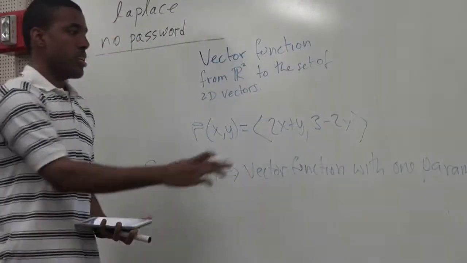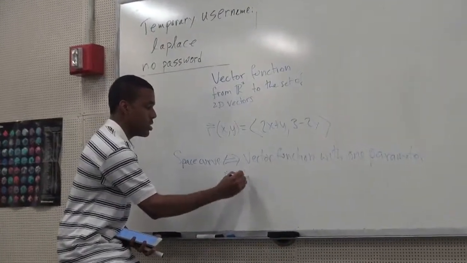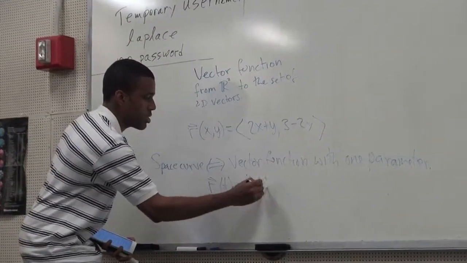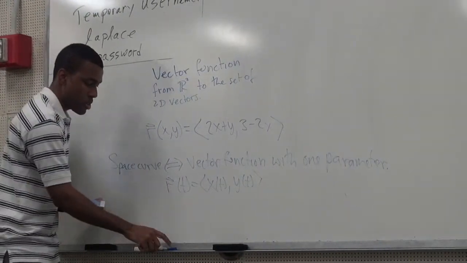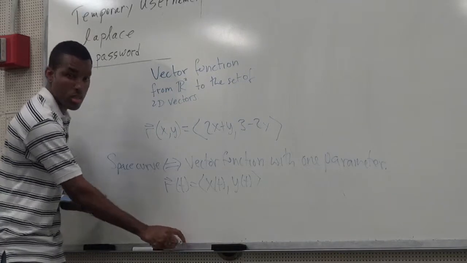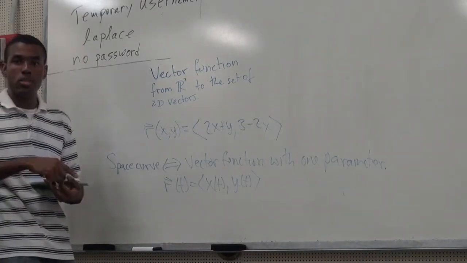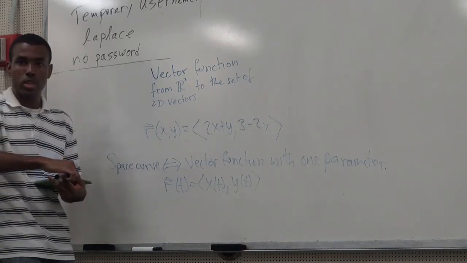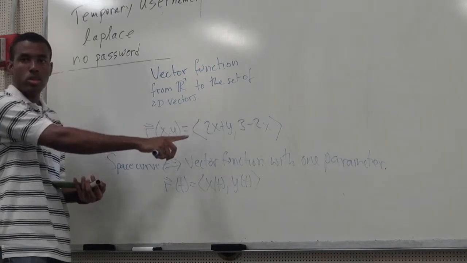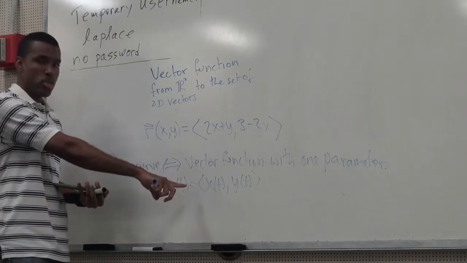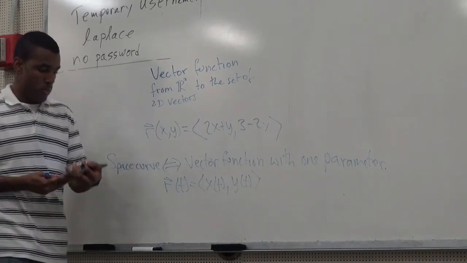This is something like r of t equals x of t, y of t, where there's a single variable. The number of variables you have tells you what dimension the thing you're drawing is. If you have one variable, you have a one-dimensional thing. If you have two variables, you have a two-dimensional thing. So this vector function is actually describing a plane, a two-dimensional thing. This one describes a curve. So a space curve is just like a one-dimensional vector function.